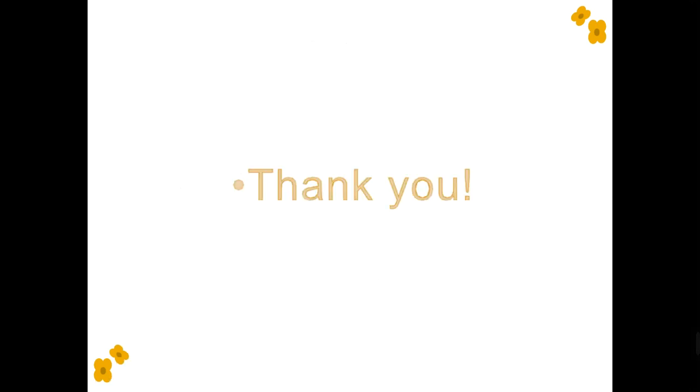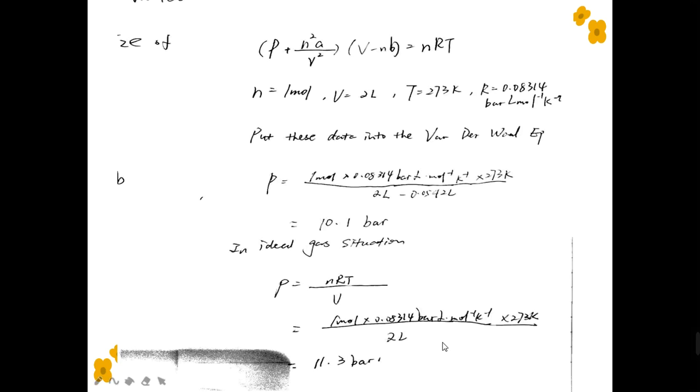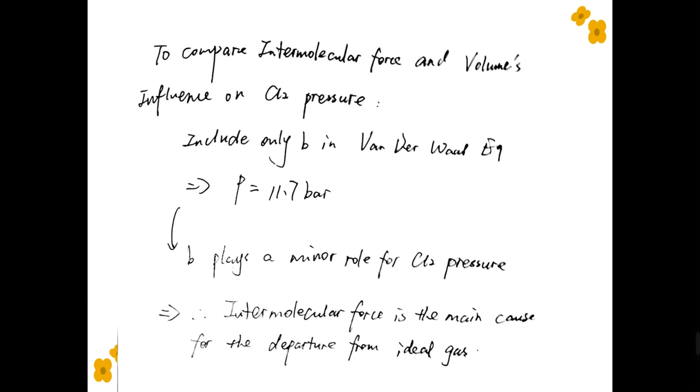the 11.7 bar has only 0.4 difference with the ideal gas equation, but when we include both A and B, the difference between ideal gas and A and B considered is 1.2. So which means A plays a more important role in the departure from the ideal gas. So A is closely related to intermolecular force, which means intermolecular force is the main cause for departure from real gas, from ideal gas.